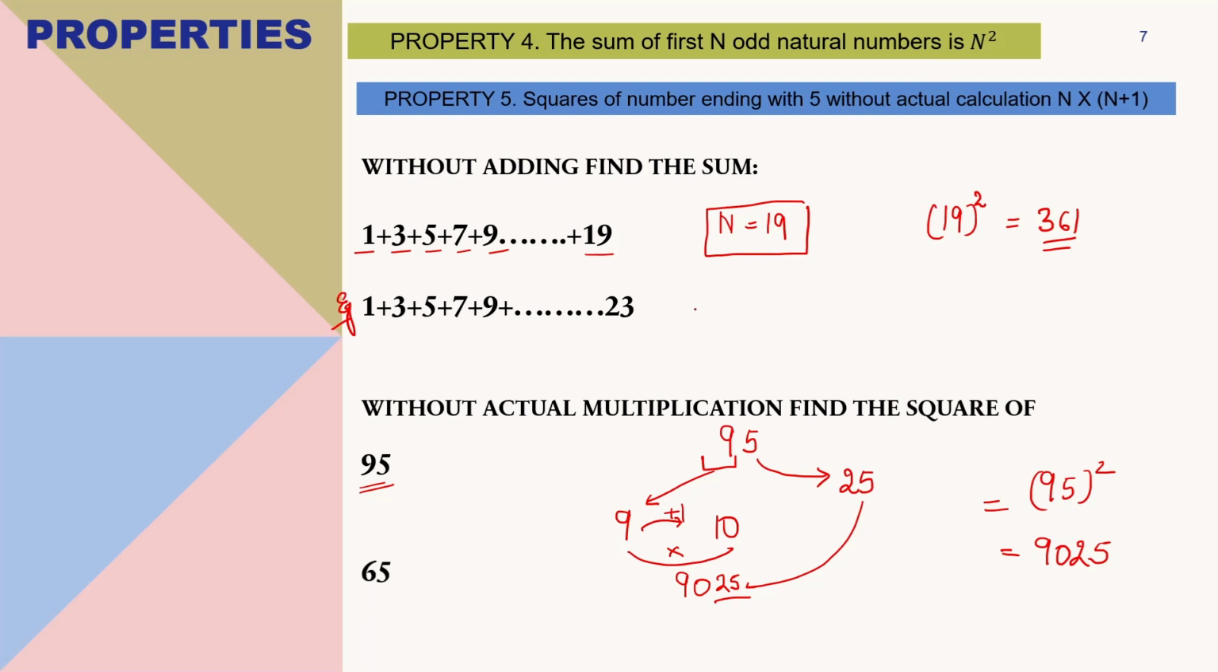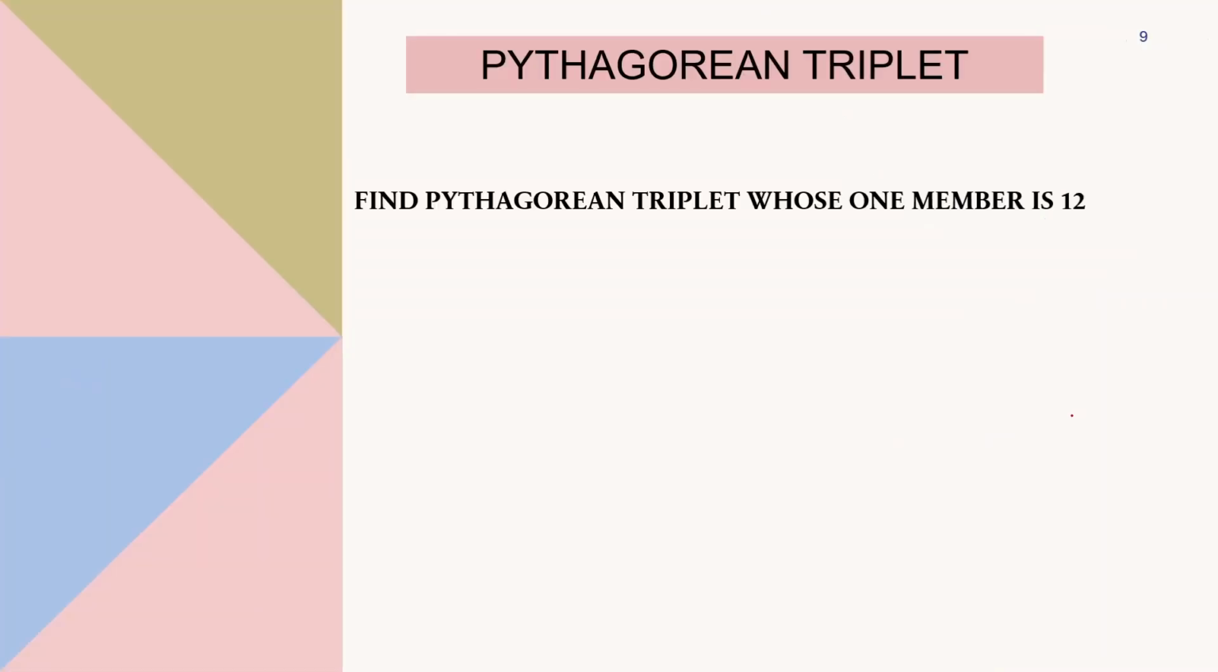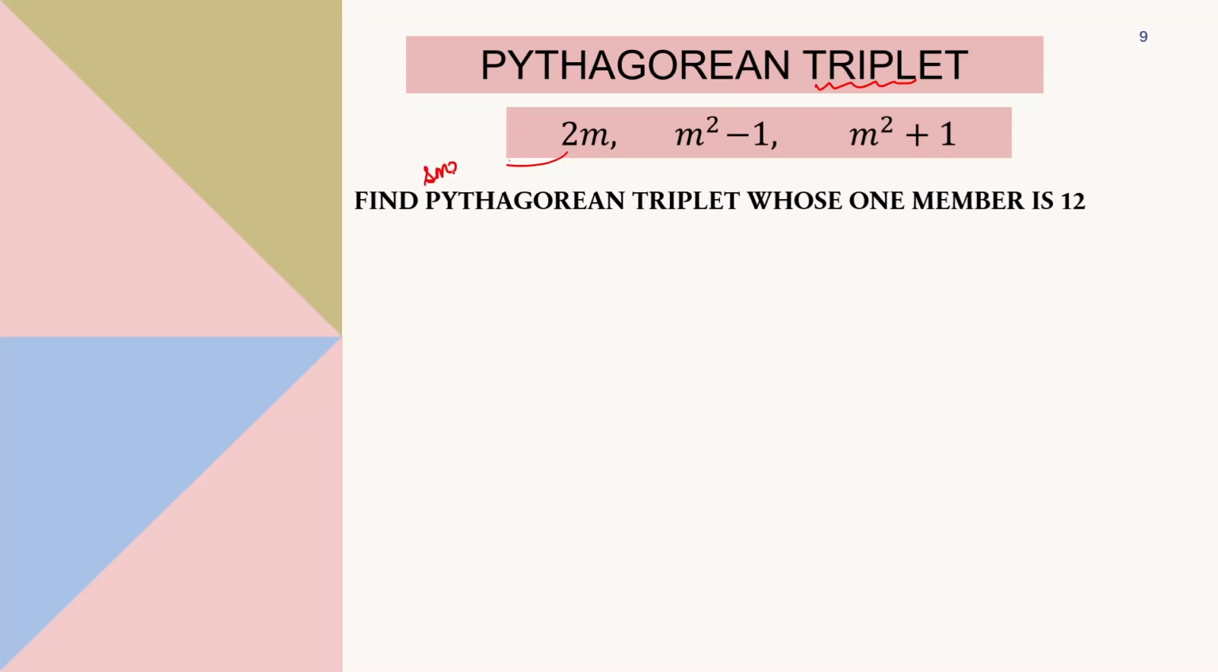Now try the next, 65, by yourself using the same steps. Now moving to our second concept, that is Pythagorean triplet. All you need to remember, there are 3 numbers in a Pythagorean triplet, as the name suggests, triplet. So first is 2m, which is the smallest. Then we have m square minus 1, m square plus 1, where m square plus 1 is the largest one.